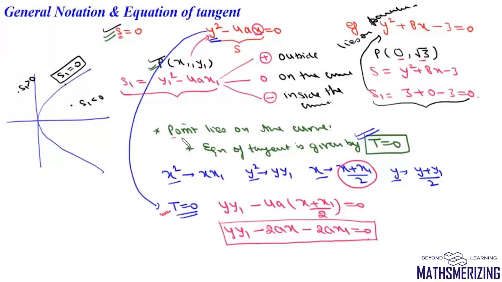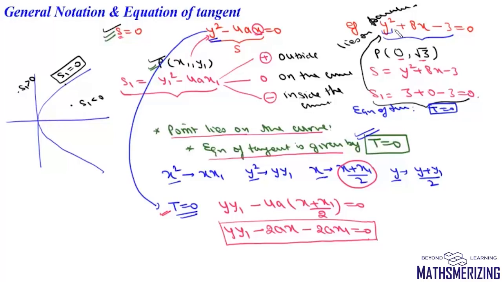So when the point lies on the curve, in that case, equation of tangent is given by T equals to 0. So in this case, this point lies on the curve. So if we have to write equation of tangent, then we know that equation of tangent simply will be T equals to 0. And that's the simplest way of writing equation of tangent when the point lies on the curve.